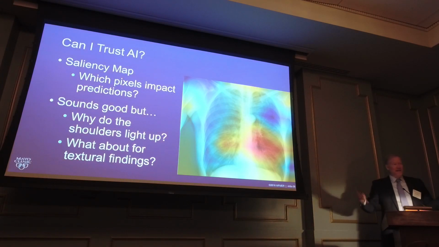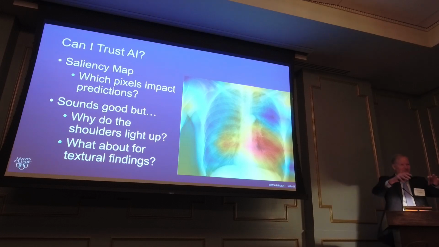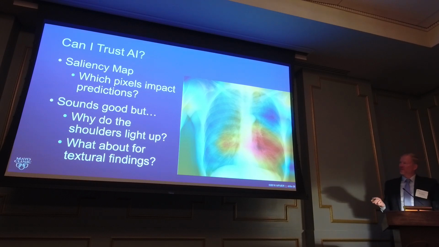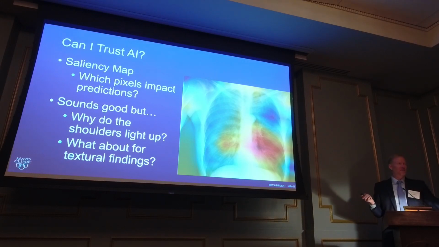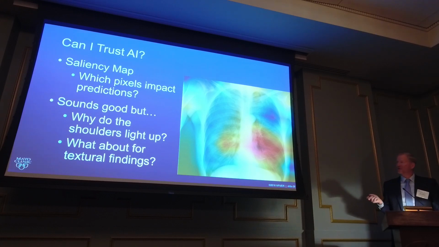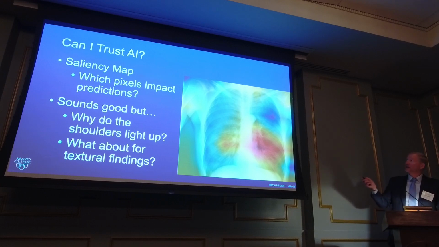Okay, so again, I hope I got the juices going. Now I'm going to cool you down and say, can I trust AI? You probably have all seen these saliency maps if you looked at very much of the AI literature. They're valuable, but the problem is that they only show you where the lesion is. And by the way, there's kind of the confirmation bias, right? We all know that's where the pneumonia belongs. How many radiologists would call pneumonia in the left shoulder or at the base of the neck? I don't want to go to you if you do that, right? The challenge is that we focus on that because that's where we expect it.